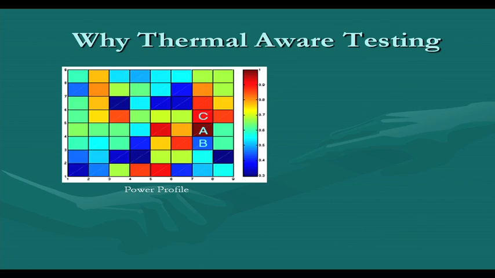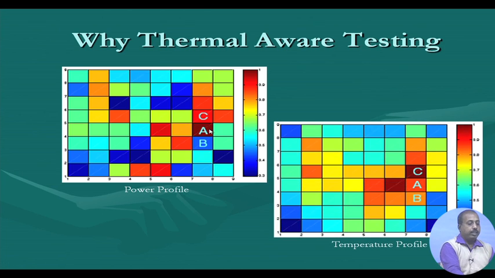Now, why is this thermal-aware testing so important? Suppose we have a circuit, and we see that the power profile of the circuit is like this. It is divided into blocks. The blocks that are cool are deep blue colored, and as we go to hotter and hotter blocks, the blocks that are consuming more and more power turn towards red and towards brown. Among these blocks, we see that block A consumes a lot of power. So, its power consumption is high.